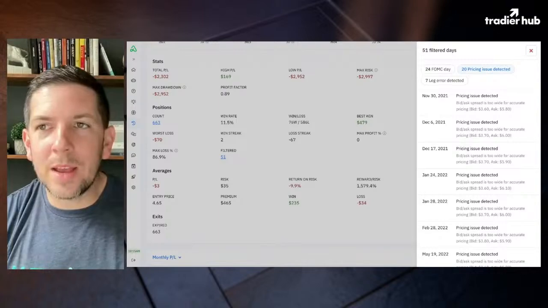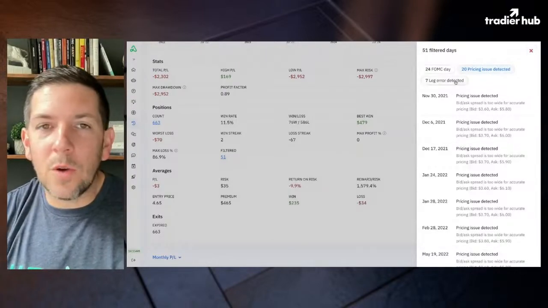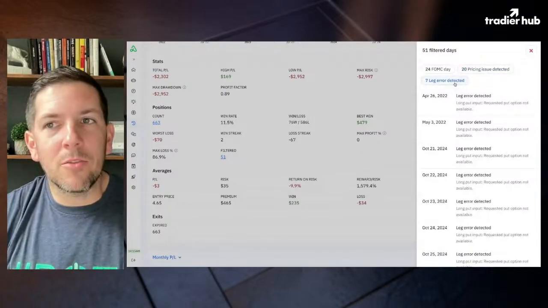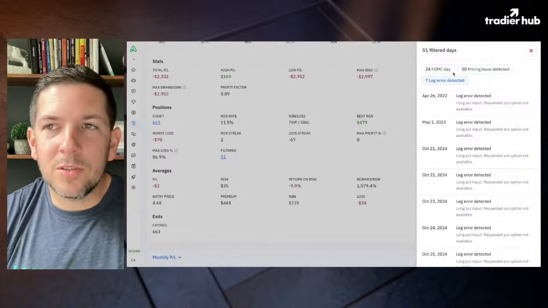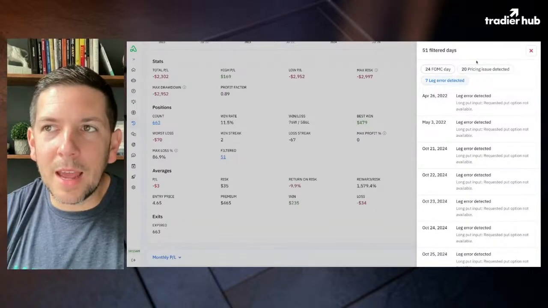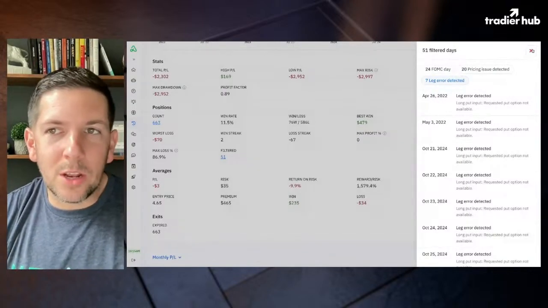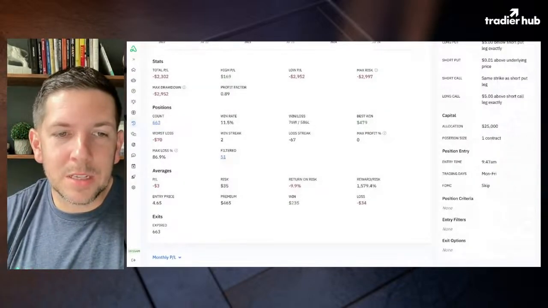We filter those out by default. Also, if there's no option available, like if there's no $5 leg available, then we filter those out as well. So we didn't have too many, which is good. But again, it's just trying to create a better result for you guys by filtering out some of this stuff.